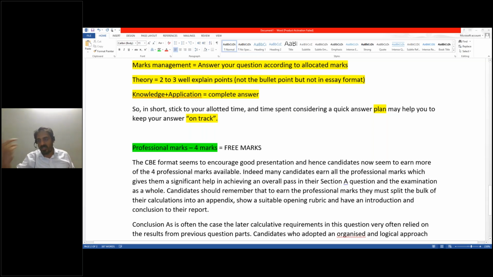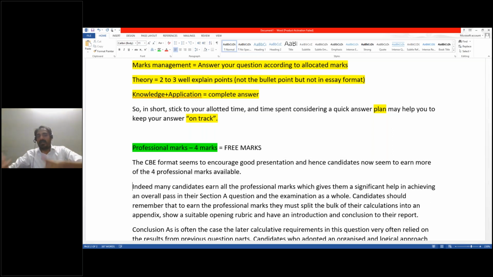Just focus on 2 or 3 things and embed them in your practice. Number one, the examiner mentioned that the CB format seems to encourage good presentation, and here candidates now seem to earn more of the professional marks available. So number one, with the CB format, it has become easier to get the professional marks because you are working with a word processor to put in headings and highlighting. That means it encourages good presentation. First thing.